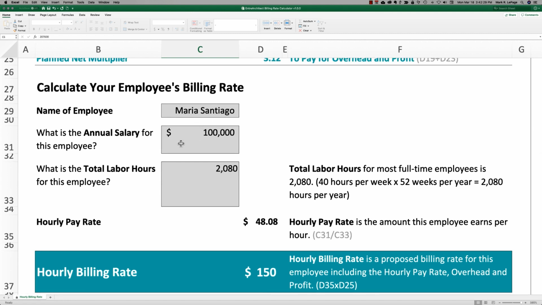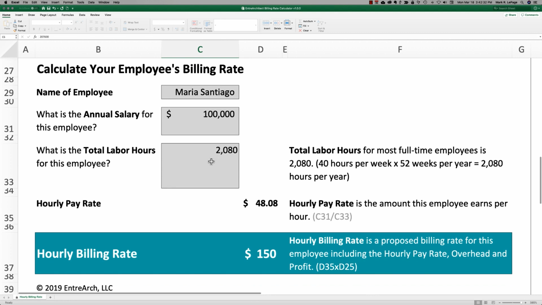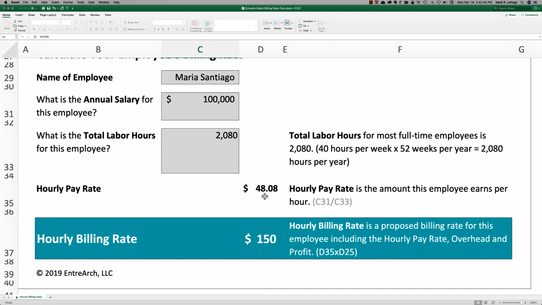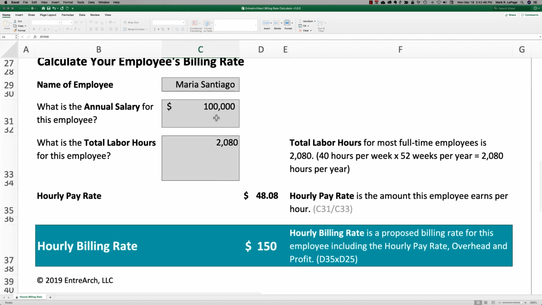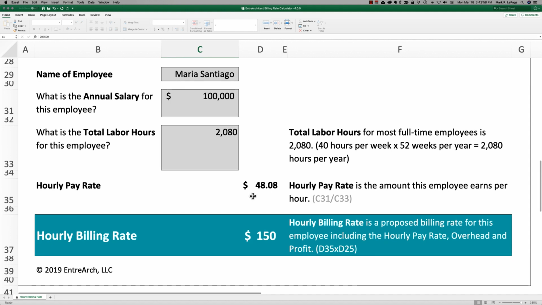Maria is the name. Her annual salary is $100,000. The total labor hours that are available for Maria to work is 2,080. Her hourly pay rate would be $48.08. This is the amount the employee earns per hour. So this is how much you're paying her, which is essentially C31 divided by C33. So it's $100,000 divided by the number of hours she has available to work. Her hourly pay rate would be $48.08.